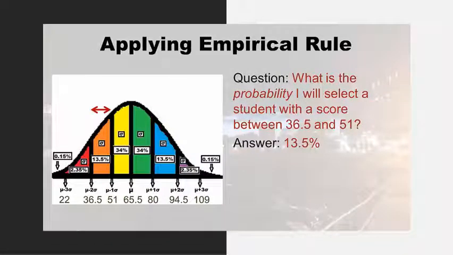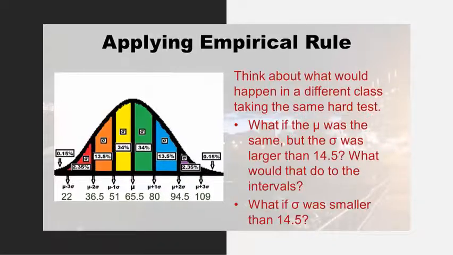It would be 13.5%. We don't have to add anything up, it's just right there. 13.5% right there. So you guys kind of get an idea of how this works, of course, with the same frequency table and situation that I gave you.